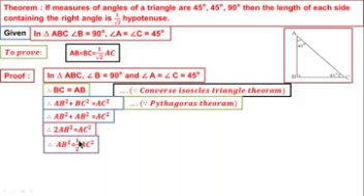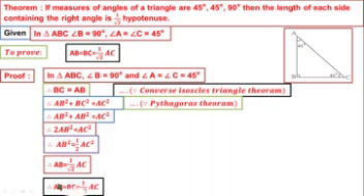Therefore, AB square is equal to 1 half AC square. Taking square root of both sides, AB is equal to 1 divided by square root 2 times AC. And therefore, AB is equal to BC is equal to 1 divided by square root 2 times AC.